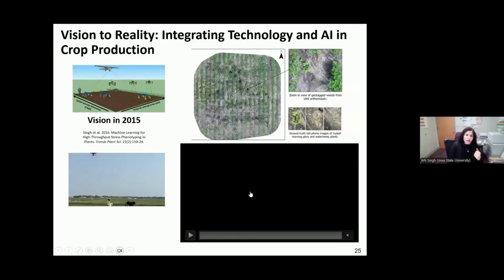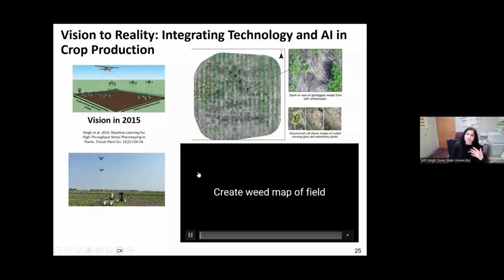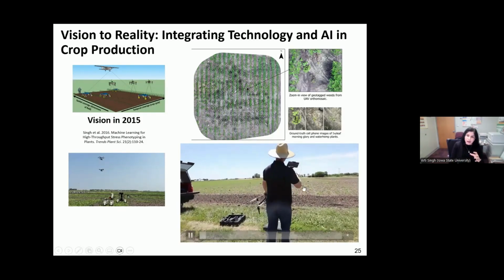We started this vision of integrating artificial intelligence into rovers and robots in 2015. And last year, we started putting this vision into reality by using our local weed app to map weeds in the field, and then using our sprayer drone to spray these site-specific areas and do site-specific weed management.